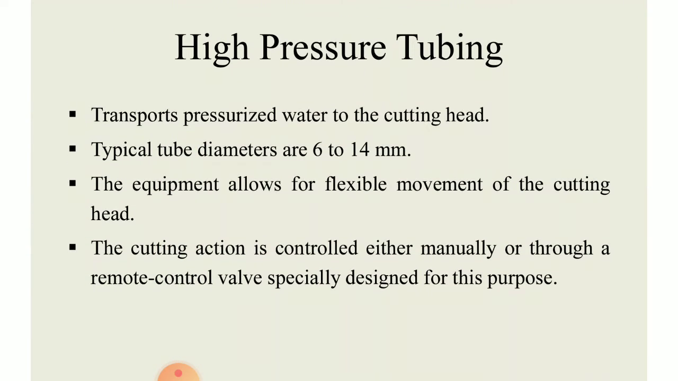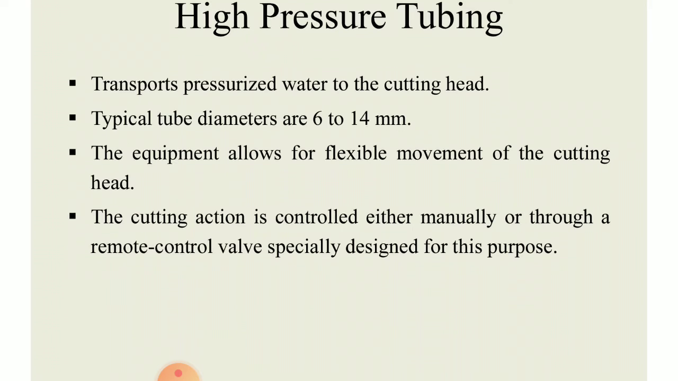The high pressure tubing, generally the tubings and the piping system in this process, are somewhat different from the normal tubing or normal piping, as it is carrying high energy, high pressure fluid, right? And we must also take into consideration the losses from flow through pipes, right? For that purpose we are using high pressure tubing ranging from 6 to 14 mm in diameter.